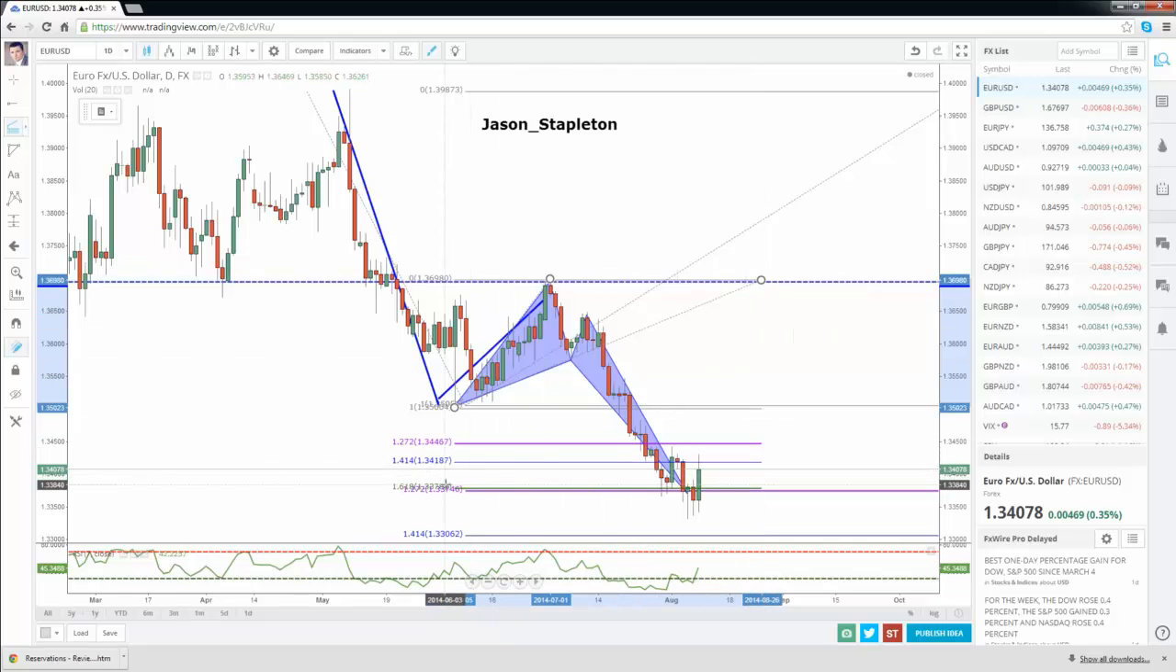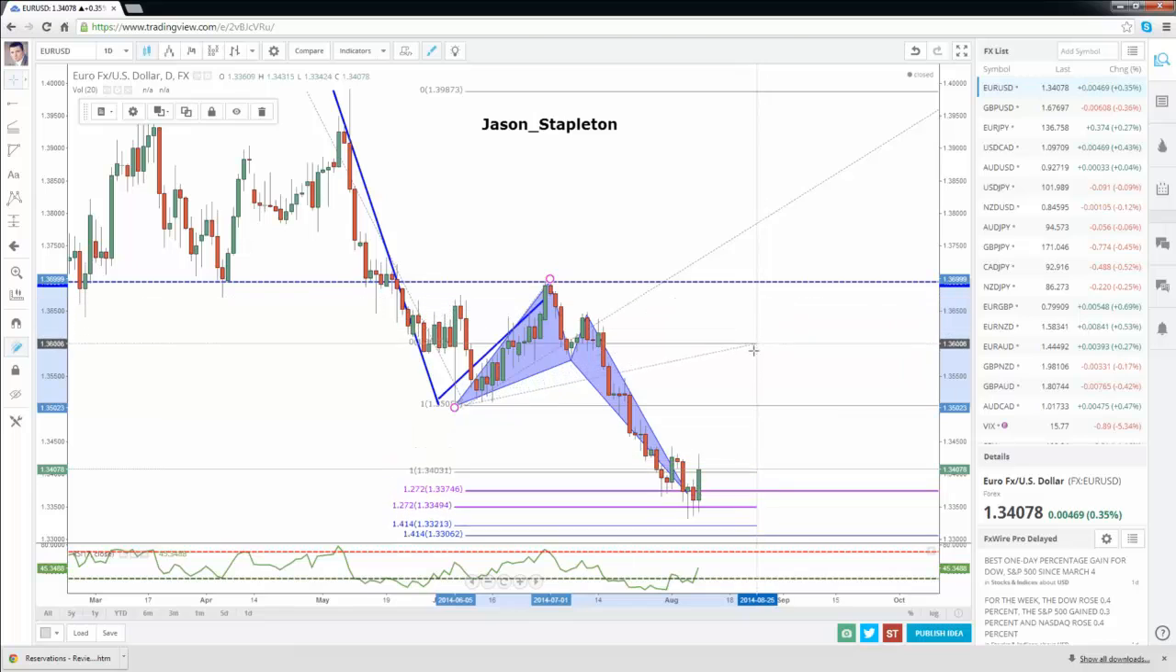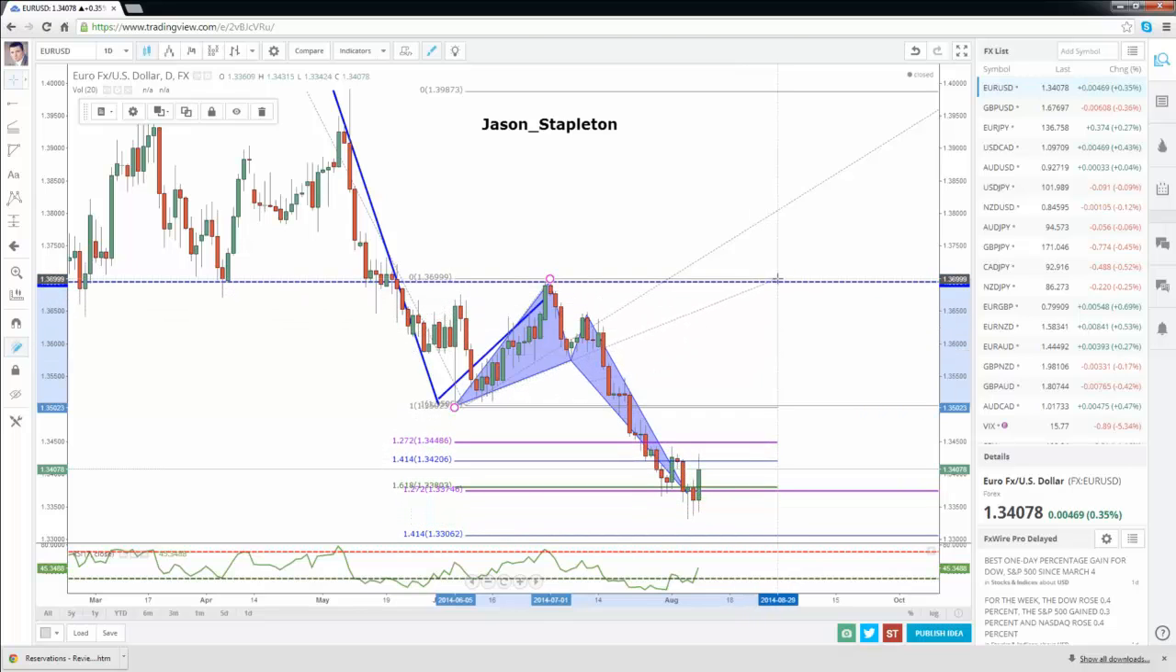But look at that symmetry. 1618. Did you guys see that when I drew that in? You might need to watch it again. I'm bringing my Fibonacci tool back up in there, and look at where that 1618 lays. 1618 lying up at 127 extension of the weekly chart. This is called a crab pattern formation, lining up right there.